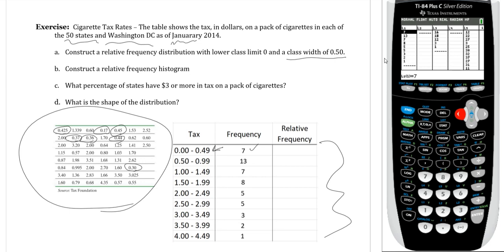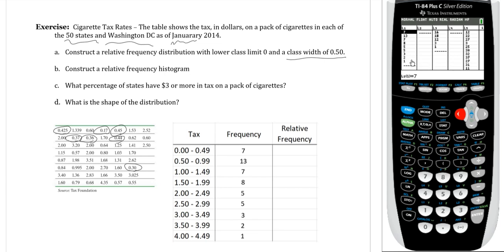Likewise, I can do the same thing for every single other class. So between 0.5 and 1, I can find the frequency for all those. In this case, it's already done because we just wanted to work through this one and first talk about creating the frequencies and then making the graph for that. So the frequencies are already done here. All we need to fill in, though, are the relative frequencies.